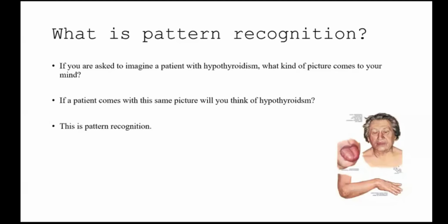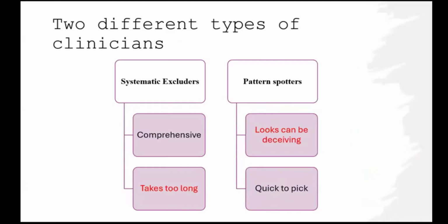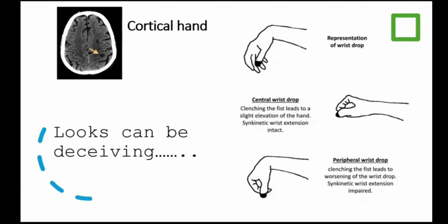Pattern for you and to think of a disease according to the pattern. In clinical practice, there are two different types of clinicians, the systematic excluders and pattern spotters. The pattern spotters are fast, but sometimes looks can be deceiving, such as this strategically placed infarct in the hand knob area, giving rise to a Registrar, mimicking a peripheral nerve disease.